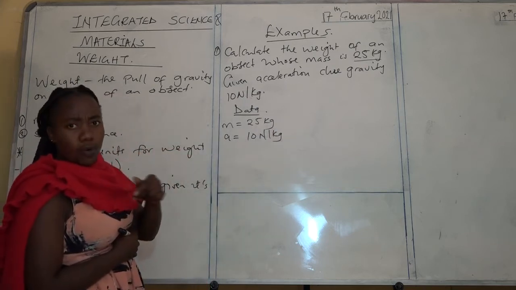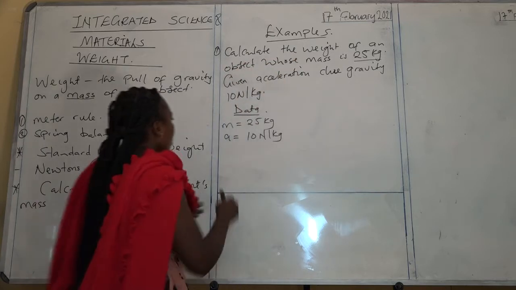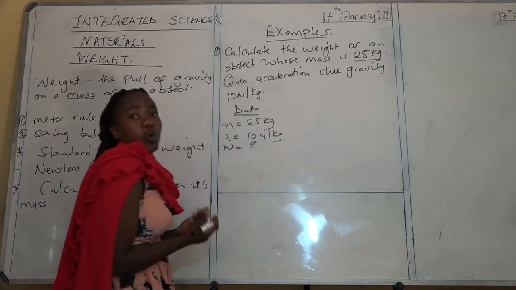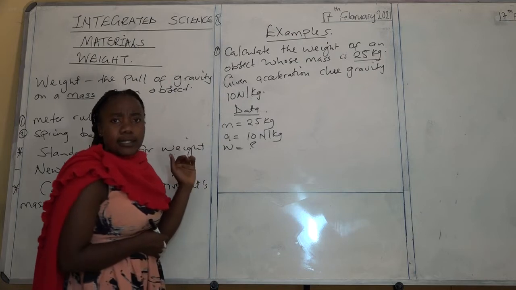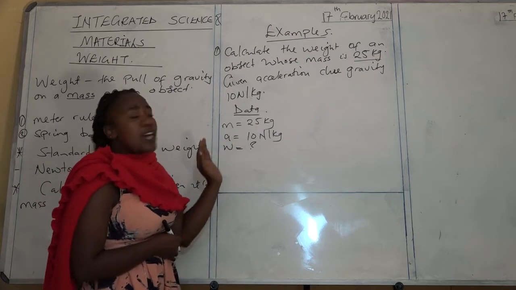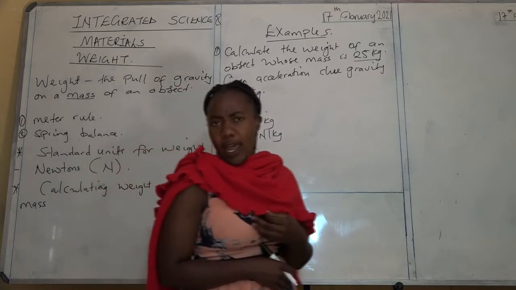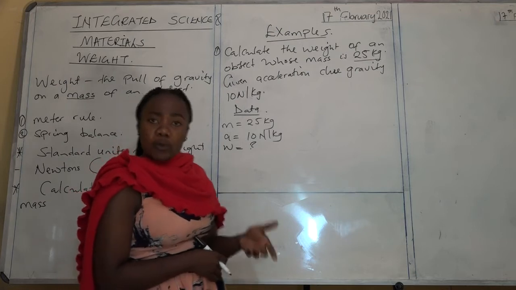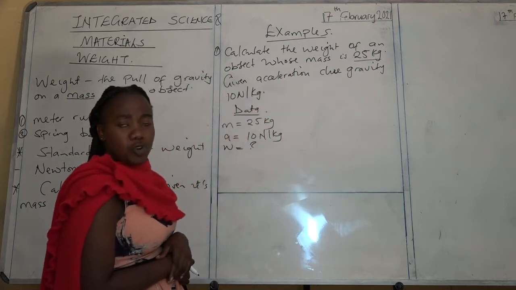What are we looking for? We're looking for the weight, because they're saying calculate the weight of an object. So weight is equal to question mark, because we do not know the weight. We want to calculate the weight. After you've collected the data that you've been given in the question, you go to your formula. What is the formula you use when you want to calculate weight, class? Anyone to give it a try?